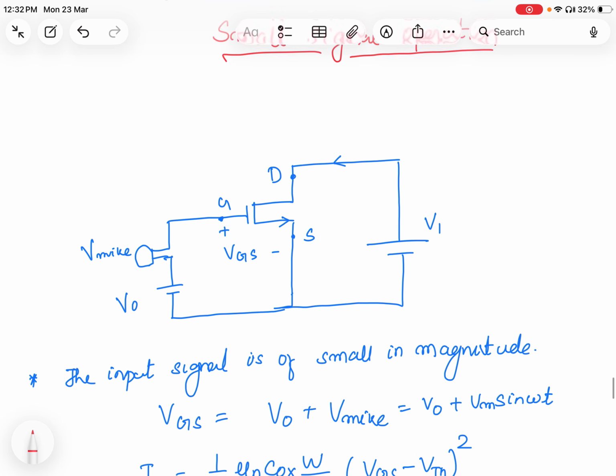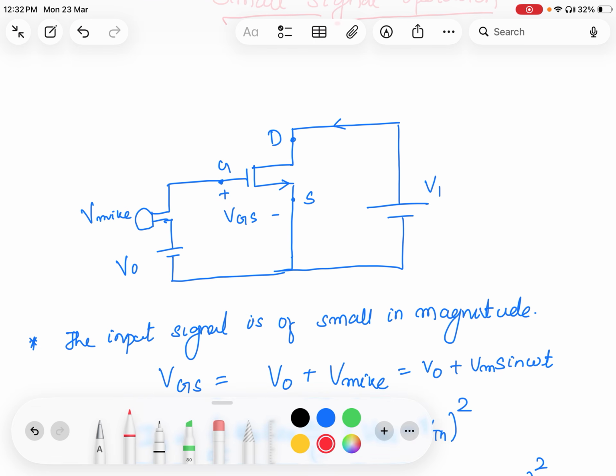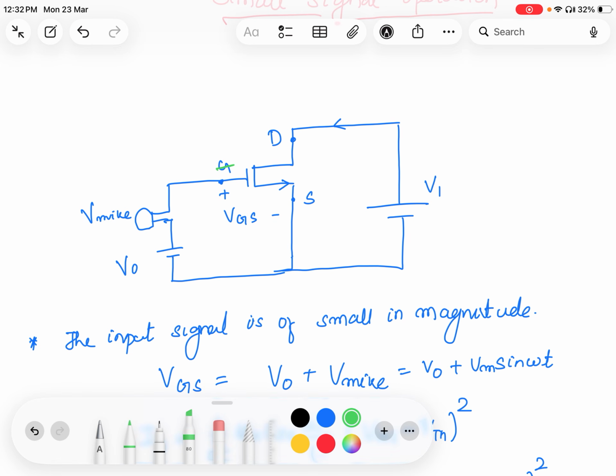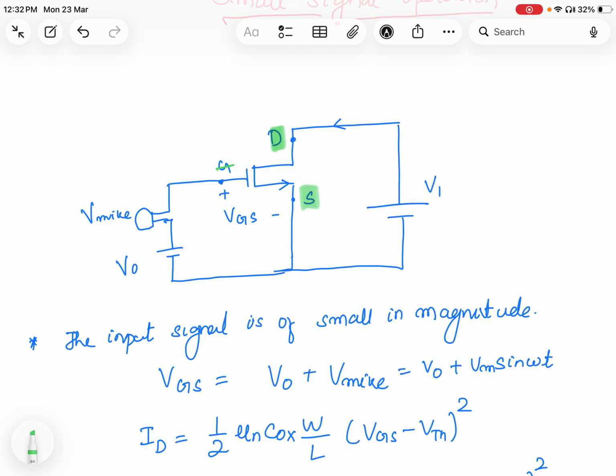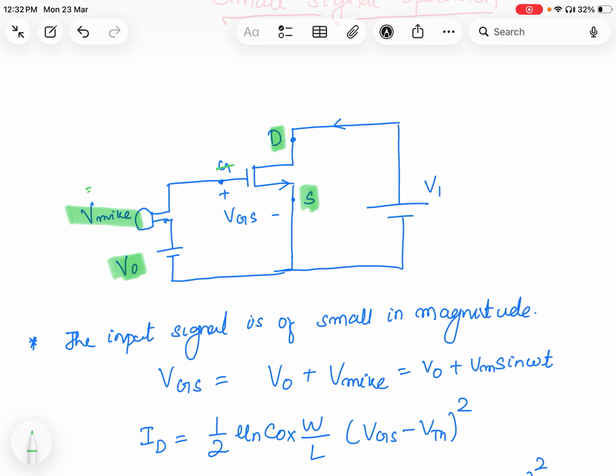You can see in this diagram, we have taken an N channel MOSFET. We have a gate here, a drain here, and a source here. The gate to source voltage we named as VGS. V0 is the DC voltage. Along with that, I'm using another source, Vm, which is providing a small signal, a sinusoidal signal, that is V equal to Vm sin omega t.